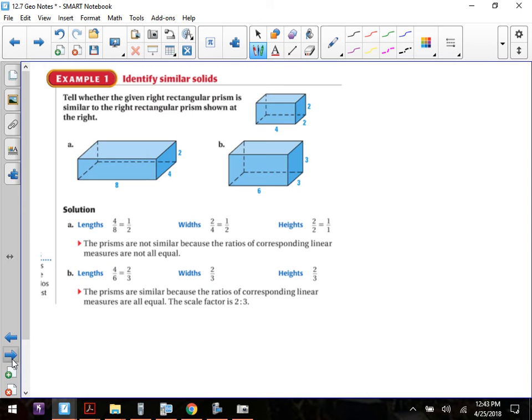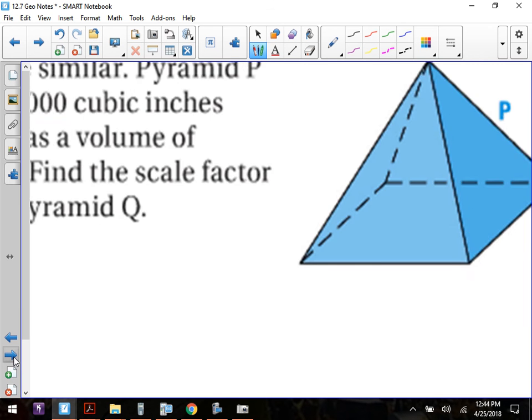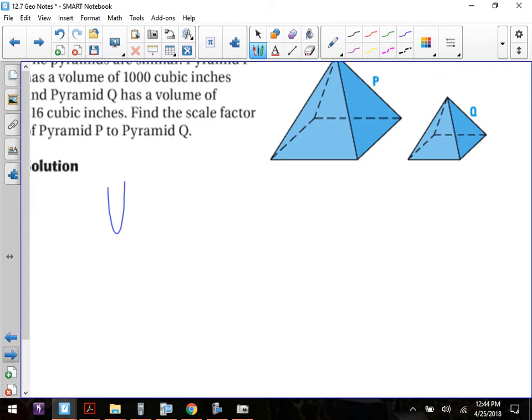For example, don't draw up this picture because that's kind of silly. If I have two pyramids, the volume of pyramid P is 1,000 cubic inches, and the volume of pyramid Q is 216 cubic inches. I can take that information to figure out both the scale factor and the ratio of their areas. Whenever you get these problems, always start with which of the three are you being given: scale factor, area, or volume?